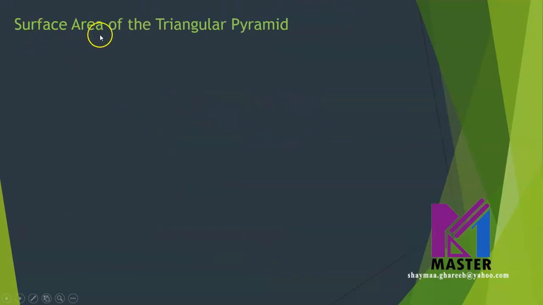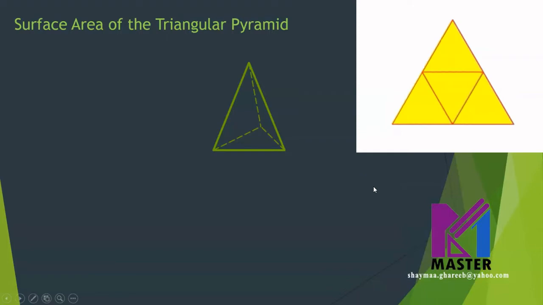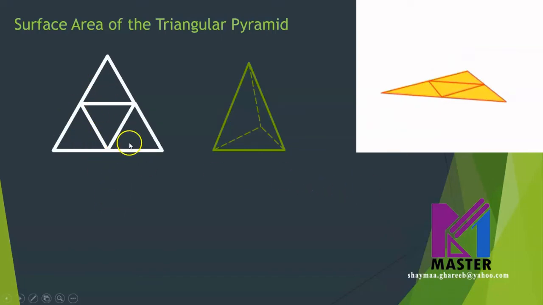What about surface area of the triangular pyramid? Let's see the triangular pyramid, as you can see it here. And this is the net. And how do we fold it to form the triangular pyramid? As you can see, it has 4 faces. All of them are triangles. 4 triangles.